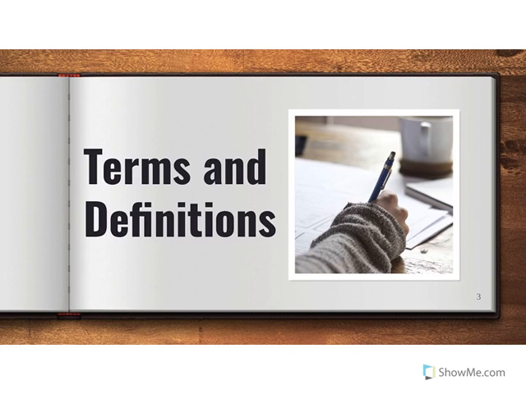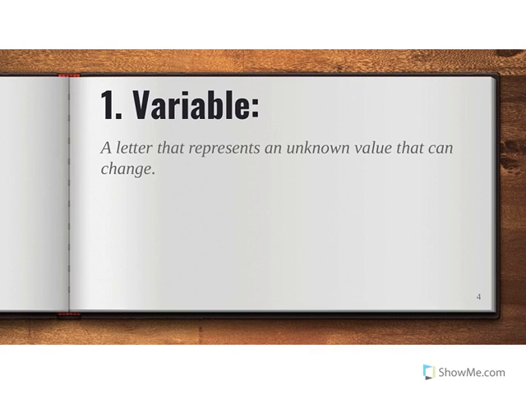Our first couple of terms and definitions we're going to be going over. Our first term is variable, and its definition is a letter that represents an unknown value that can change. So those can be, for example, x, it can be y, it could be anything that represents a variable that we can put any unknown in there.